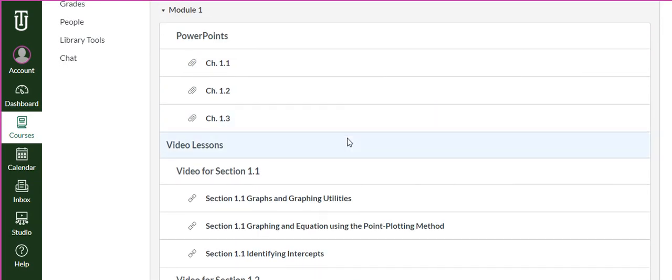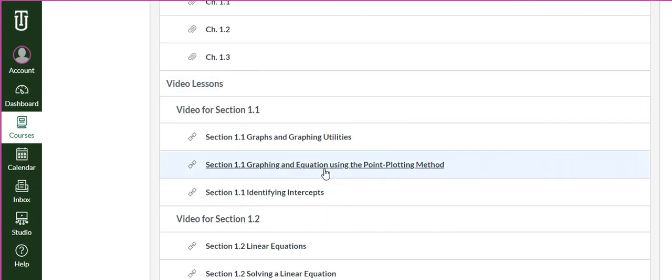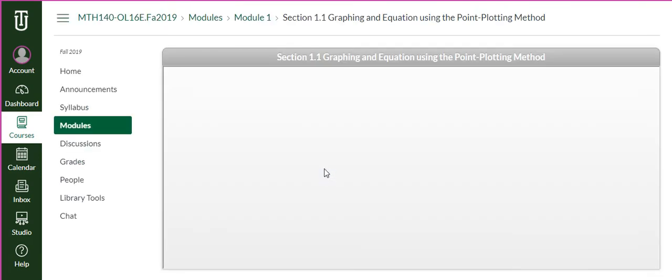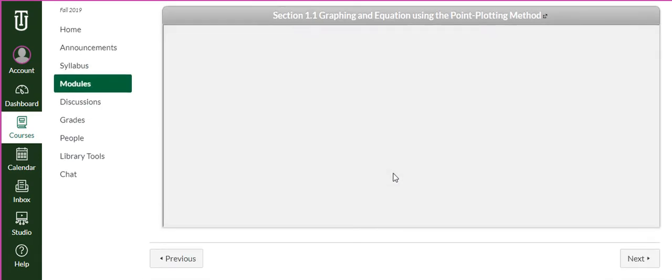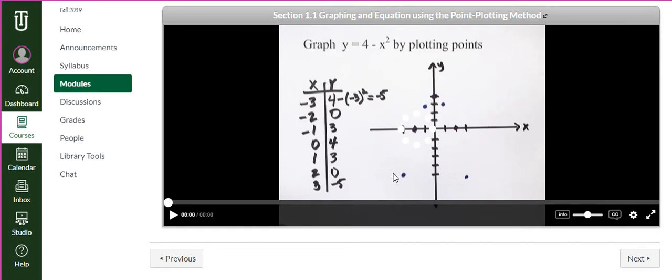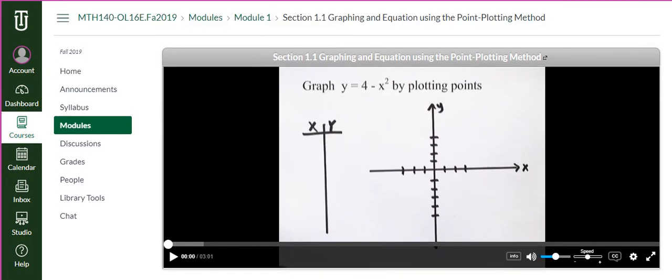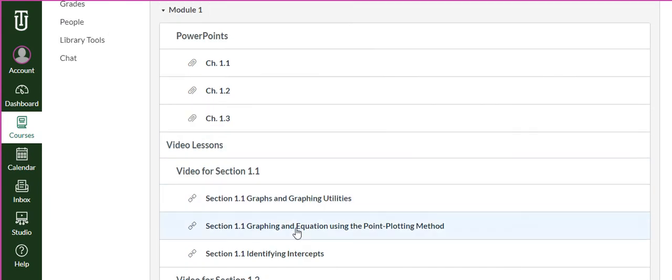You've got the second video here. We can click on that, and it's going to go through and play for you. Then you can go back to module 1 again, and you've got your third video, identifying intercepts. Like I said, I would just take the time to watch them and take the information in. Jot down a couple little notes as needed, but don't dwell on this.